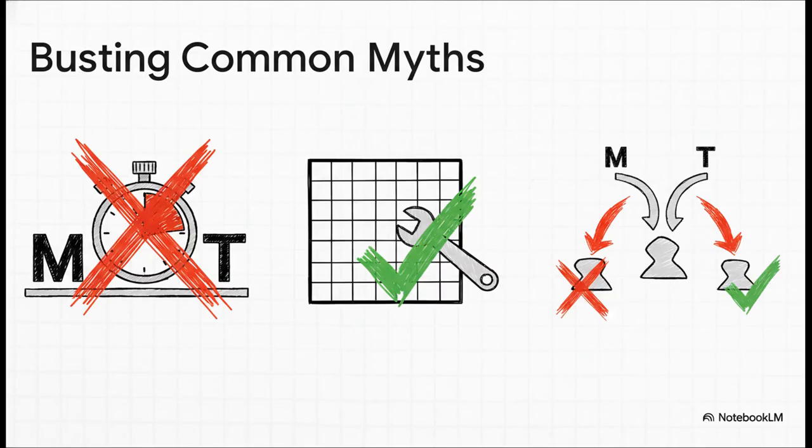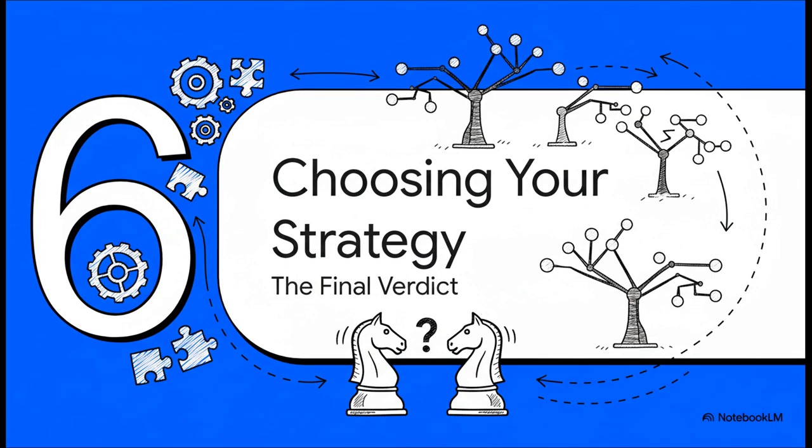And let's clear up some common myths right now. First, memoization is always faster. Nope. Tabulation often wins because it avoids the overhead of all those recursive function calls. Second, you can't optimize space with tabulation. Totally wrong. In fact, tabulation is usually easier to space optimize. And the biggest myth of all, that they give different answers. If they're both coded correctly, they have to give you the exact same result. Period.